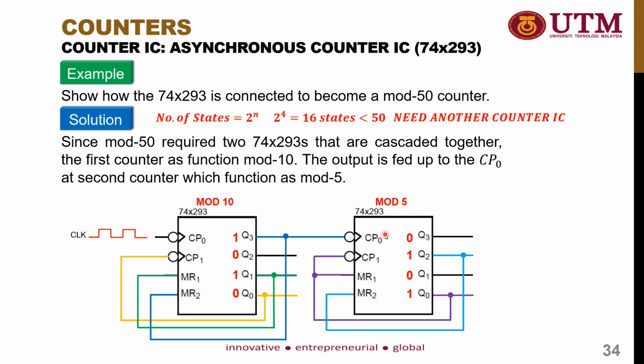So this is how you can design the mode 50 counter by using two different 74X293 ICs. The first IC acts as mode 10 and the second IC functions as mode 5. So 10 multiplied by 5 equals 50. Alright.